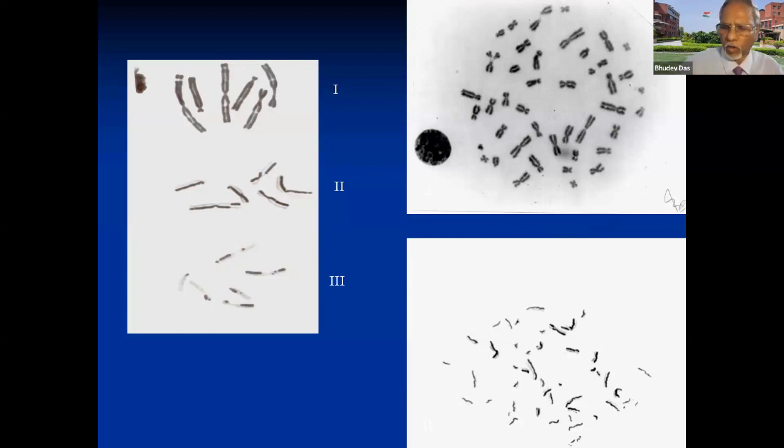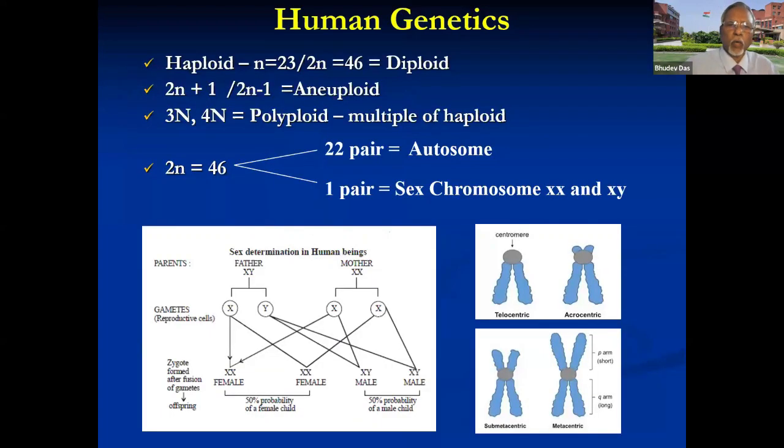But you can go to the detail at the molecular level, where you do the multicolor chromosome imaging. That will come in just a minute. So the haploid genome is 23, 2n is 46, which is diploid, and 2n plus or 2n minus goes to aneuploid. Whether one chromosome is extra or less, or more chromosomes are less or more, it is aneuploid.